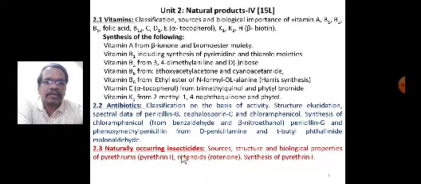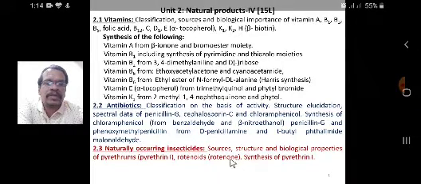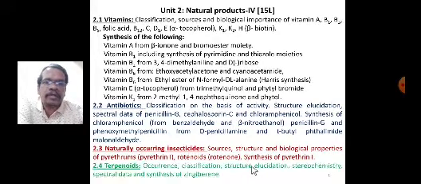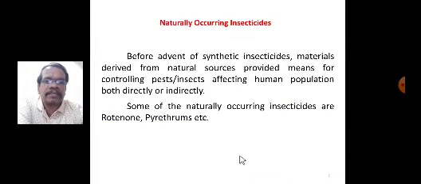Now friends, we have not yet started this particular point, that is 2.3, naturally occurring insecticides, where we are supposed to discuss sources, structure and biological importance of 2 naturally occurring insecticides. And after that particular point, we will cover terpenoids in another section, okay, where we will discuss chemistry of gingiberine. So let us start friends, naturally occurring insecticides.